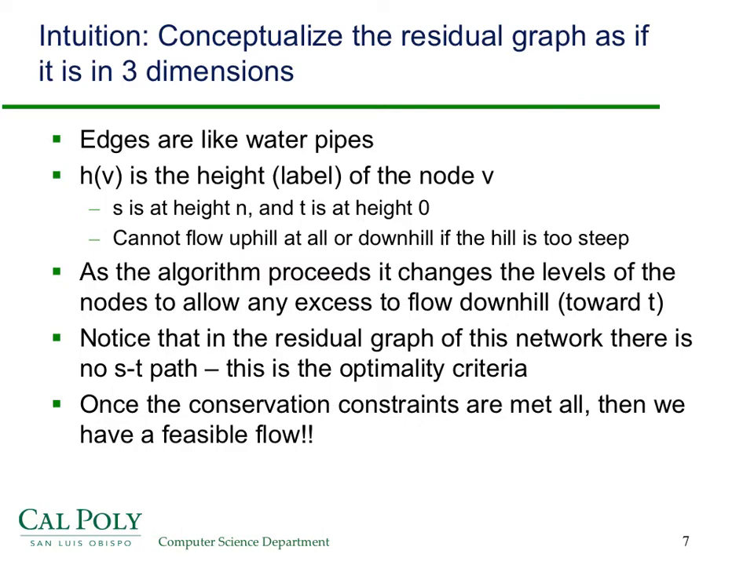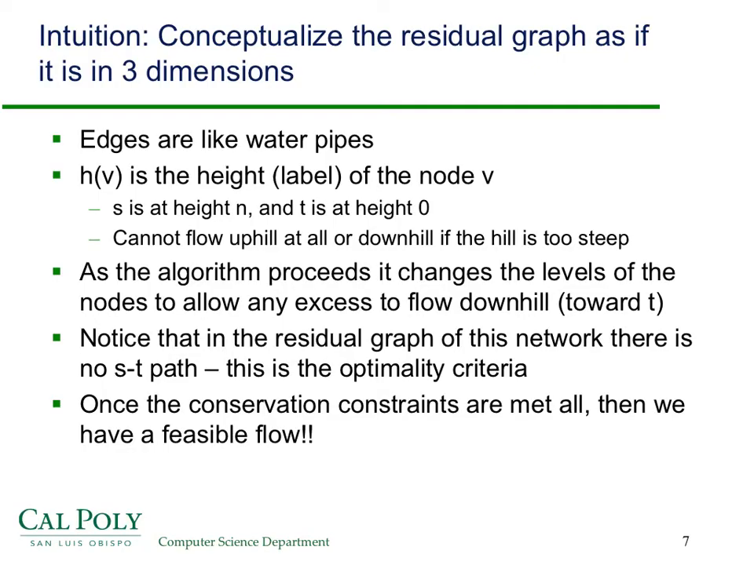As the algorithm proceeds, it's going to change the levels of the nodes to allow any excess to flow downhill. In the early parts of the algorithm, that will mean it's going to flow towards T. In the end of the algorithm, when it's trying to get the excess flow that's at a particular vertex, we turn things around and it will flow downhill back towards the source.